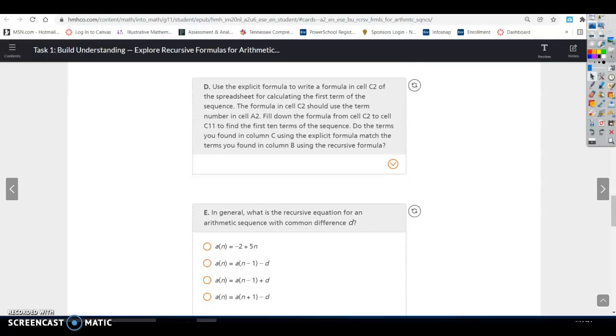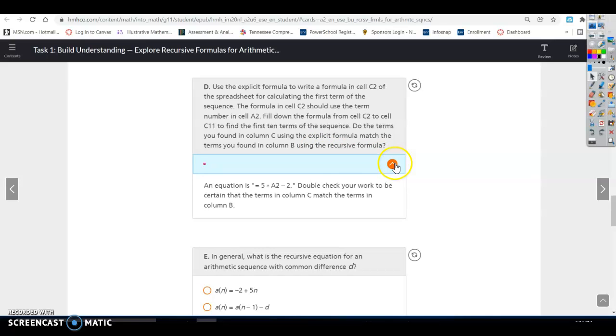It says use the explicit formula to write a formula in cell C2 of the spreadsheet for calculating the first term of the sequence. The formula in cell C2 should use the term number of the cell A2. Fill down the formula from cell C2 to cell C11 to find the first 10 terms of the sequence. Do the terms you found in column C using the explicit formula match the terms you found in column B using the recursive formula? Yes, they should match.